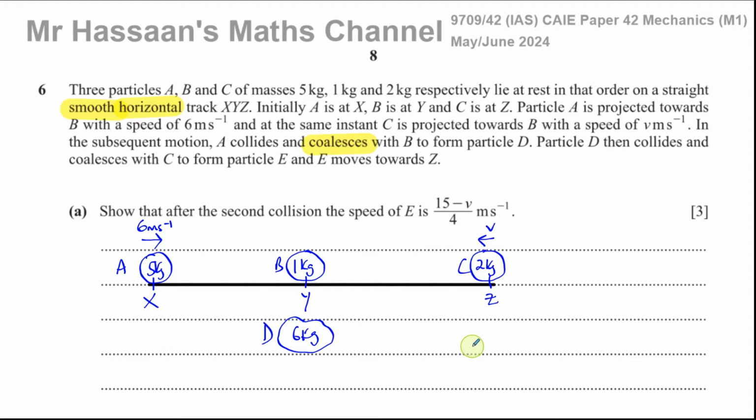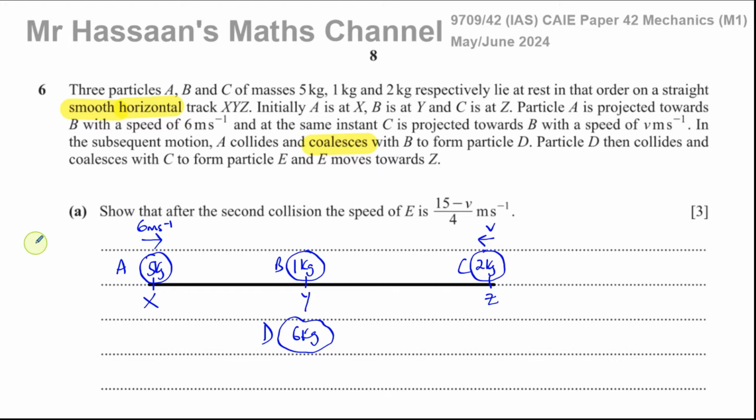All right, so the second collision is when D and C collide. D is going to be moving this way, C is going to be moving that way. They're going to collide somewhere, and they will form E, and the speed of E after that collision is what we're looking for here. So first, I think we need to find the speed of this coalesced particle after the collision of A and B.